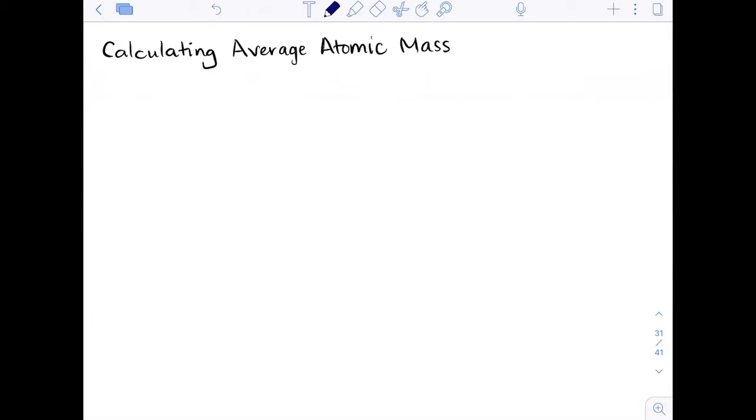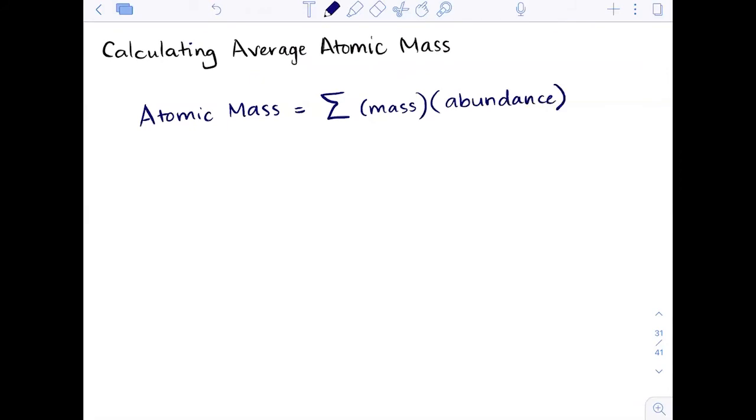It's with using this style calculation. Here is the formula. Atomic mass is equal to sigma, which is the sum of all of the masses times their abundance, their natural abundance. So if you have 2 isotopes in a given element or 3, you times each mass by its own abundance and then add up each of those.